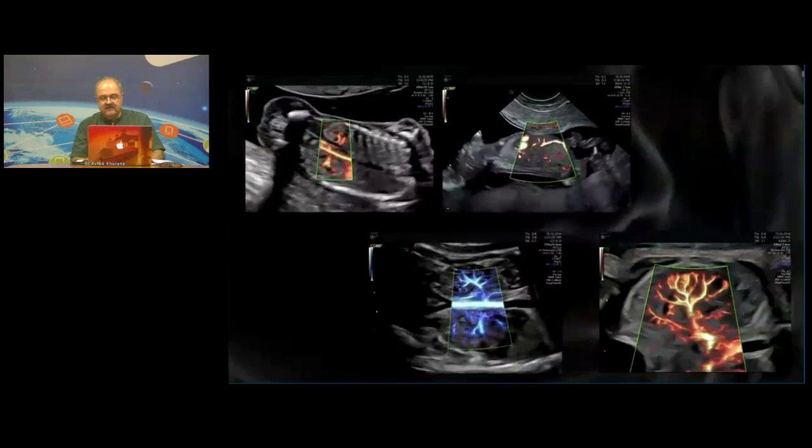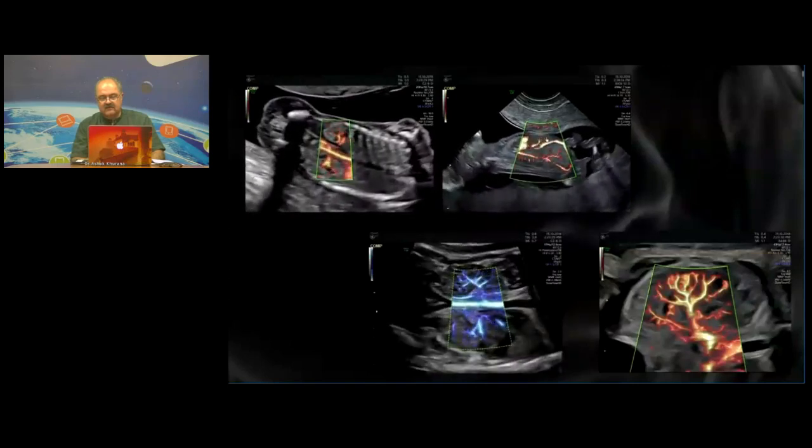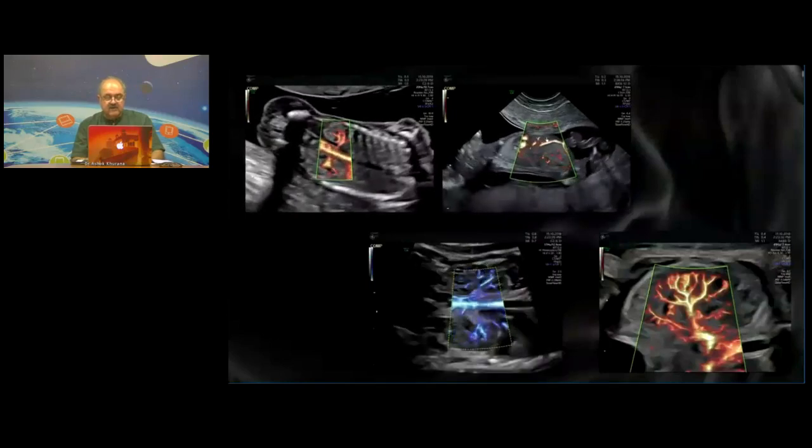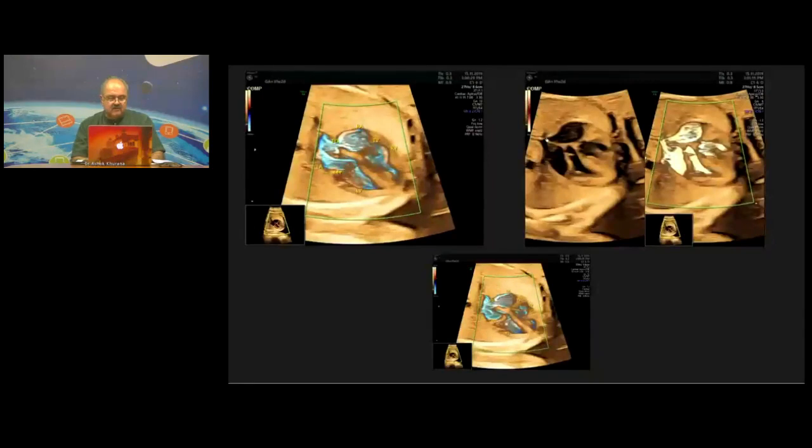pick up beautifully the inferior vena cava, the ductus venosus, and the descending aorta, all neat and nicely because the window that you picked is absolutely correct. I want to show you that this even works within the fetal orbit. And here we have images that clearly show you.